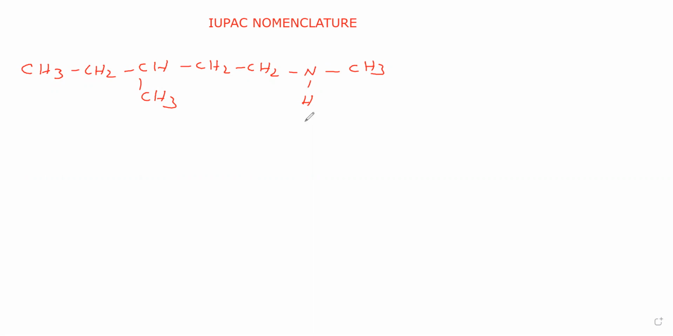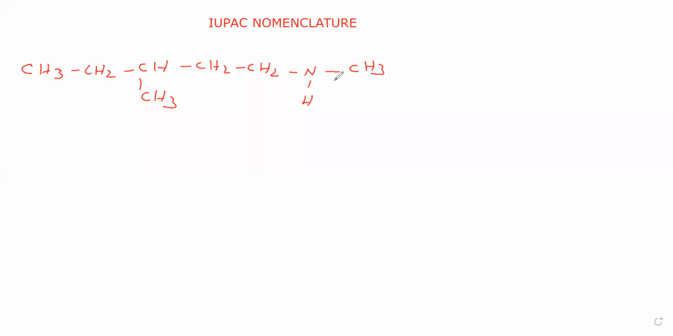The functional group here is this N. This N has one hydrogen. Therefore, it is a secondary amine. In a secondary amine, this N will have alkyl groups, generally organic groups, on two sides. Here one group is there, here one group is there. Out of these two groups, one group we have to select as a parent, another we have to select as a branch.